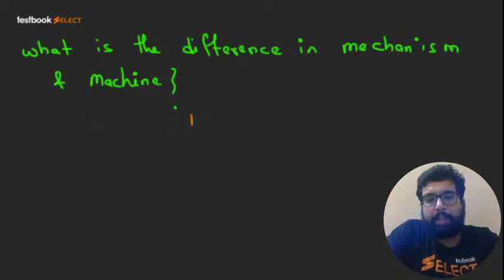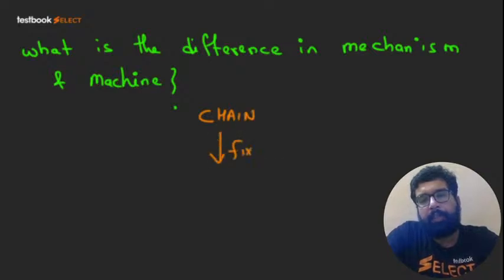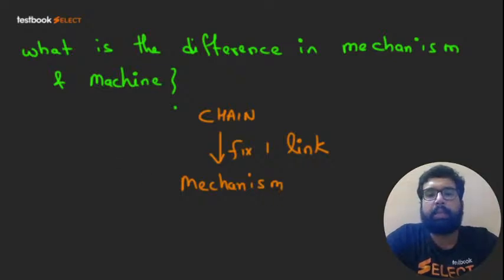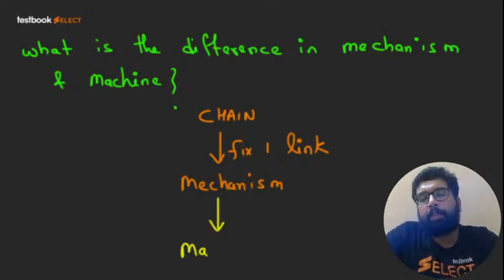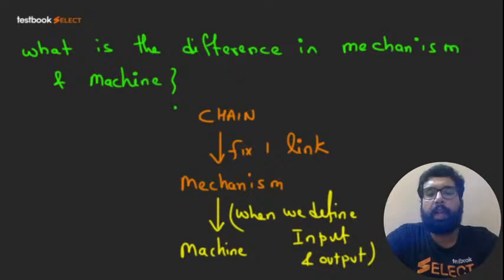Okay, so from a kinematic chain or a chain, because even a chain can form a mechanism. From a chain, if we fix one link, we will get some mechanism. Now, how is this mechanism different from the machine? Now please listen to me very, very carefully. जब हम इनपुट एंड आउटपुट को डिफाइन कर देते हैं, when we define input and output, we are going to get a machine from a mechanism, right beta?